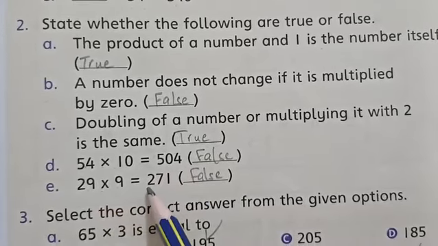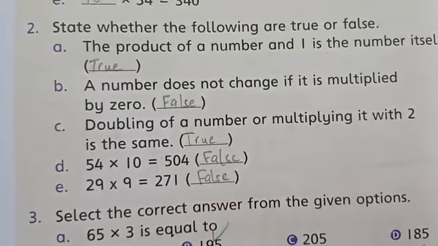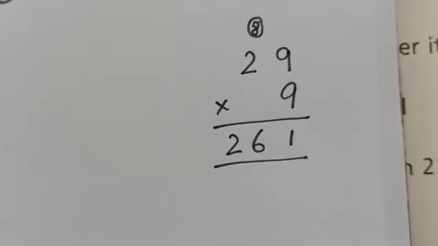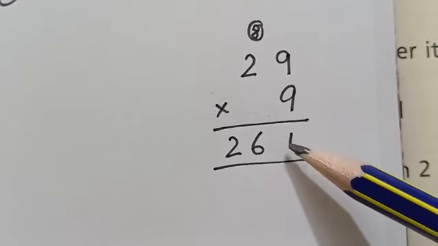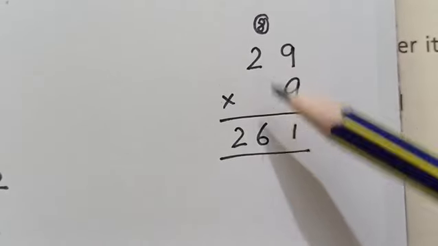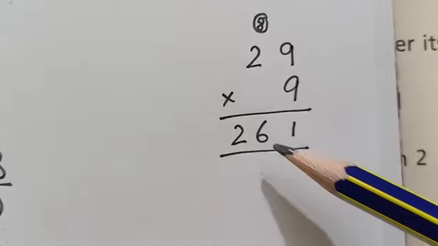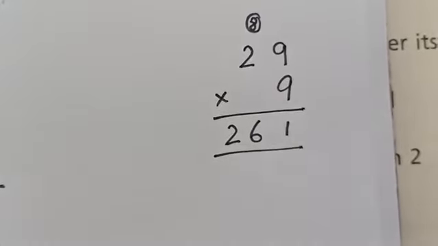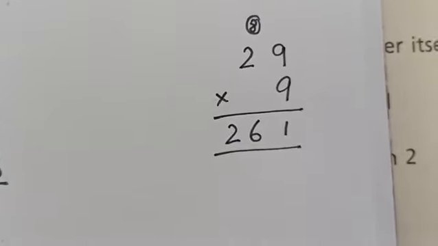29 multiplied by 9 is equal to 271. It is also false. Look at this, 9 9s are 81. We write 1 here, 8 will be carried over here. 9 2s are 18. 18 and 8 is 26. It is not 271, it is 261. It means statement is false.